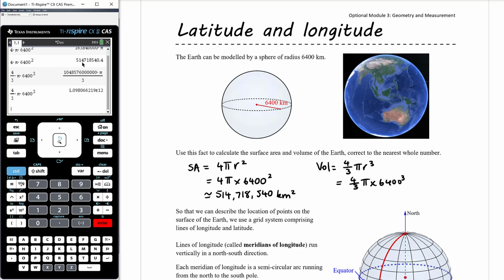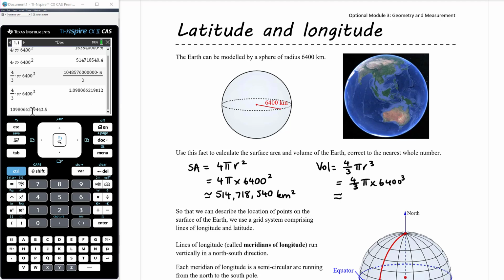Okay, now we've got this E here. That's just because it's a really large number and my CAS is truncating it because it can't fit it here. So I'm just going to scroll up and press enter to put it down on the next line so I can see the number more fully, and there I can see that I'm going to be able to give it to the nearest whole number, and it is really big.